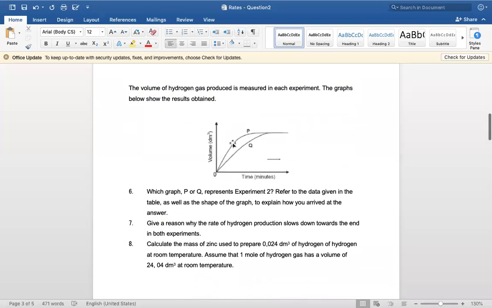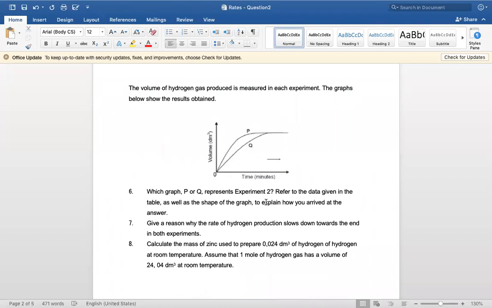If you look at graph P, it has a steeper slope and then it becomes flat earlier, right? And Q has a slope that's not so steep and it comes to completion later, when it's flat here on the top. All right. So we've got the answer for question 6.